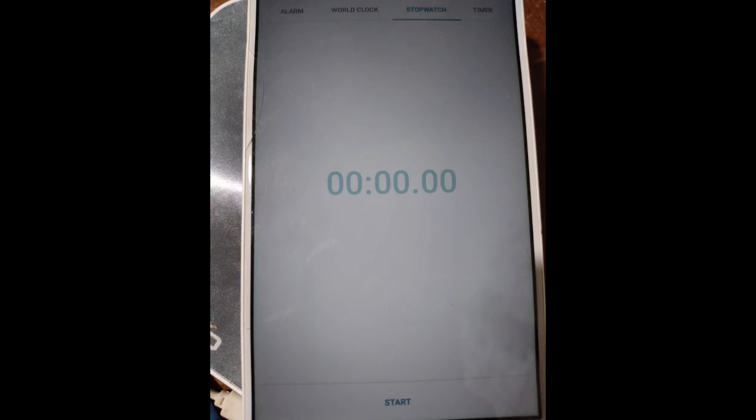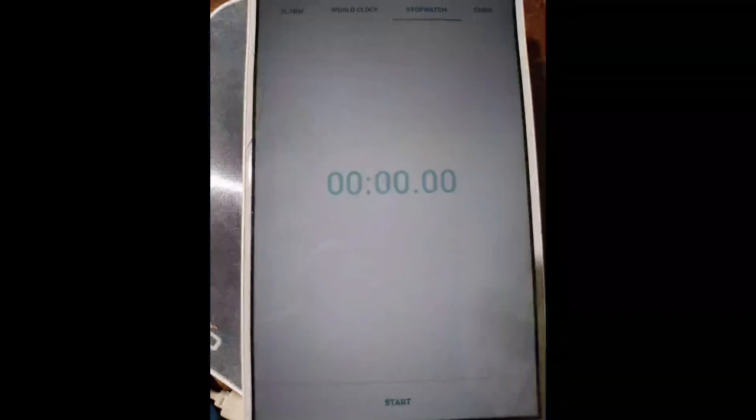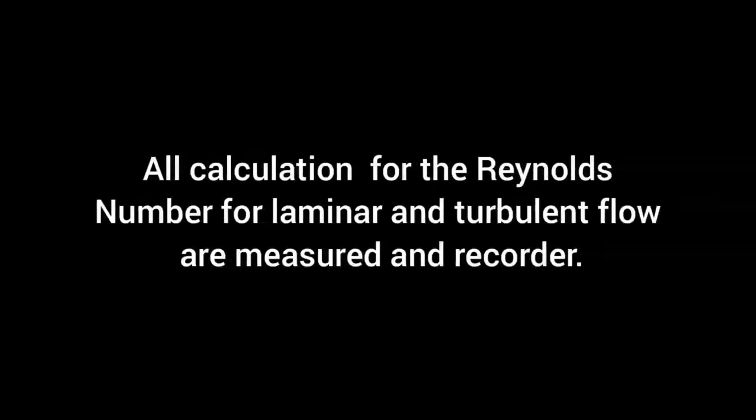The time taken for water and blue dye flowing out from the overflow was measured by using a stopwatch. Steps 4 until 10 were repeated 3 times. All calculations for the Reynolds number for laminar and turbulent flow were measured and recorded.